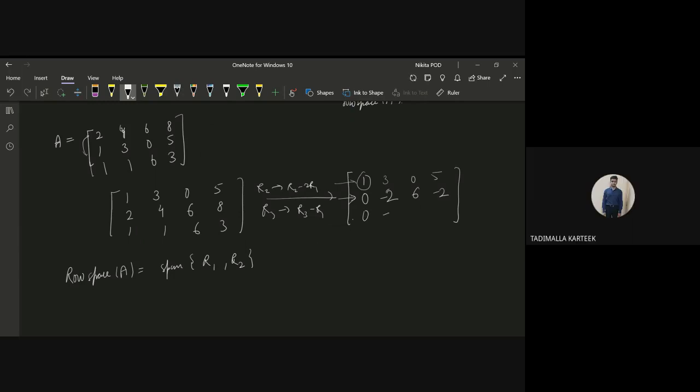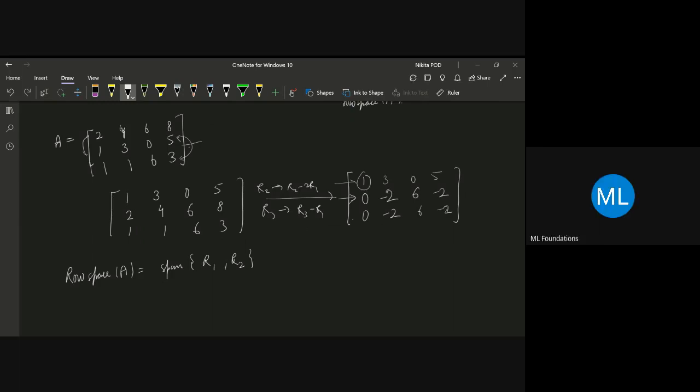Ma'am, actually a simpler way: you could add the first and third rows and then subtract the second row. So R2 minus (R1 plus R3). 1 plus 1 is 2, subtract 2; 3 plus 1 is 4, subtract 4. So you could do it in one step and get the zero row. No, you can complete the way you're going, then try the alternate.